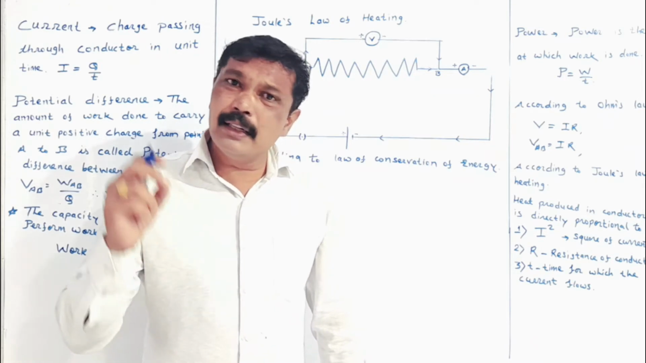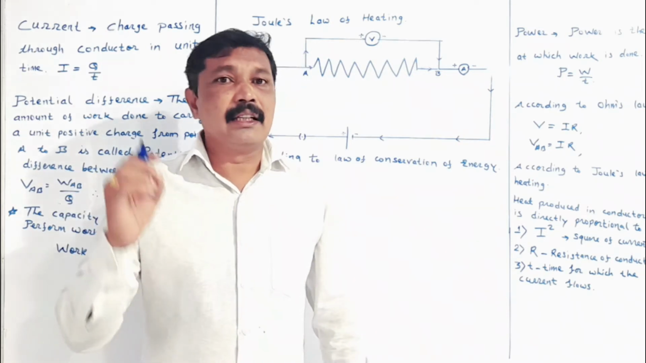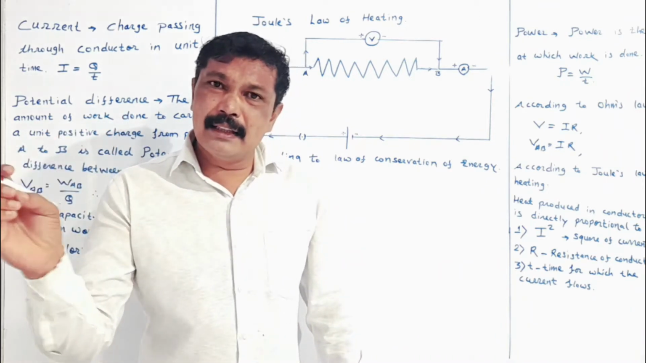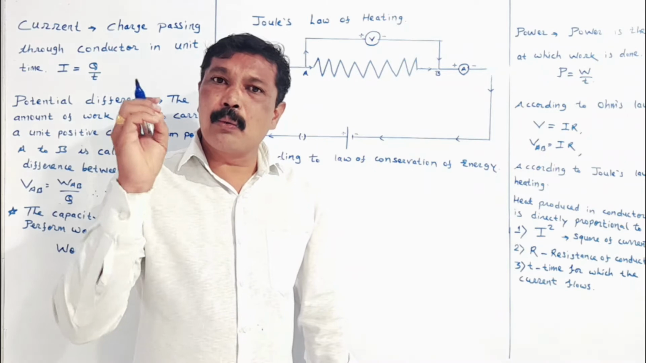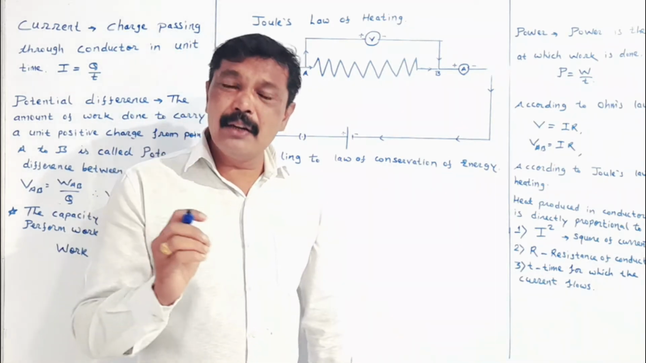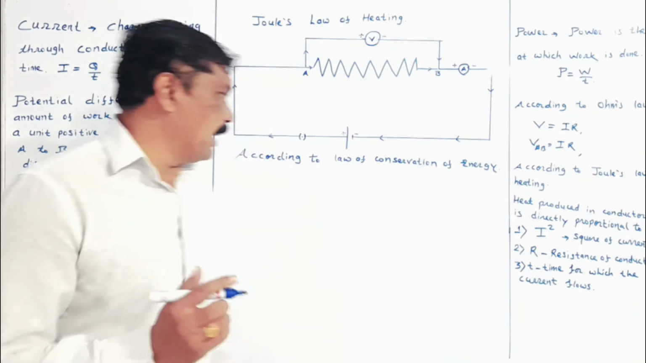Is displacement related to any terminology in physics? Yes. Displacement is related to work. When force is applied and there is displacement, we say that work has taken place. So as there is displacement of electron, we can say that work is done.